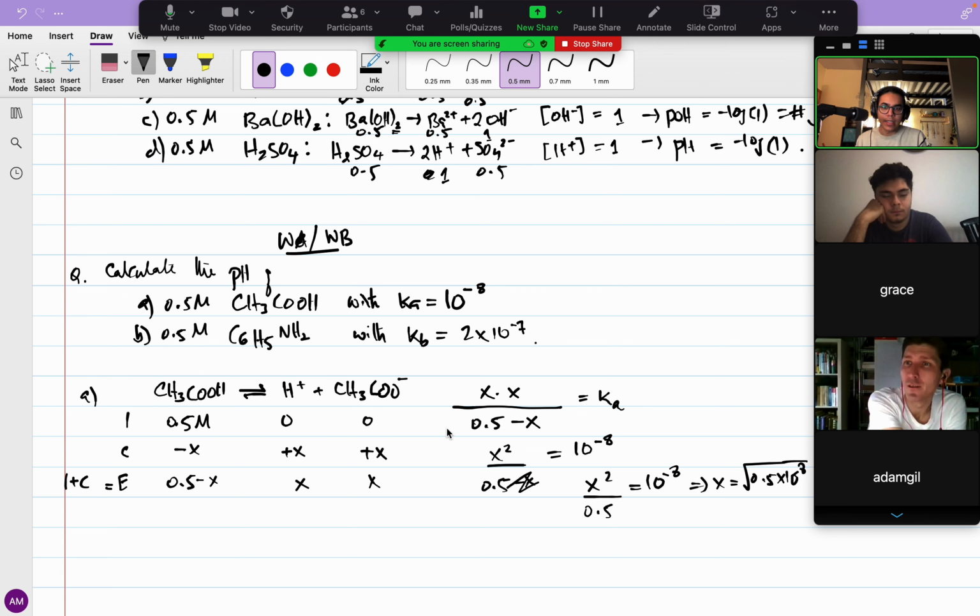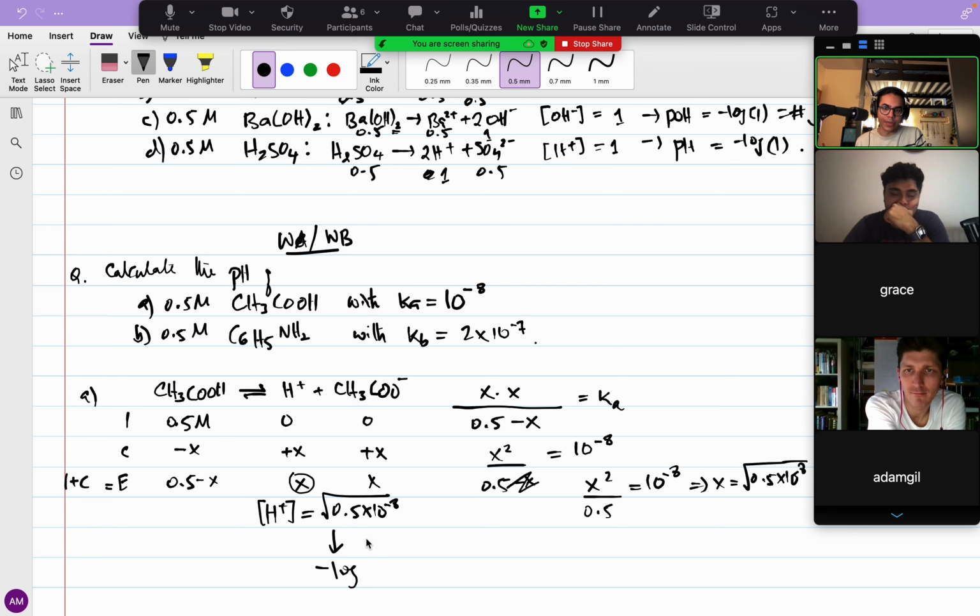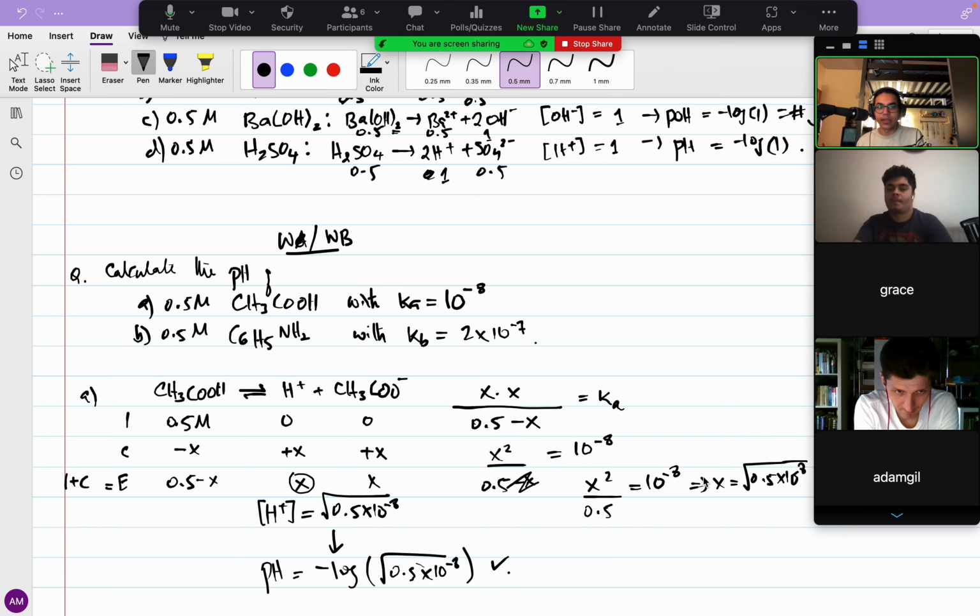Which means that the equilibrium concentration of H plus is X. That's what we have just found. So now all you need to do is take the negative log and you get your pH. And we're happy. Any questions?